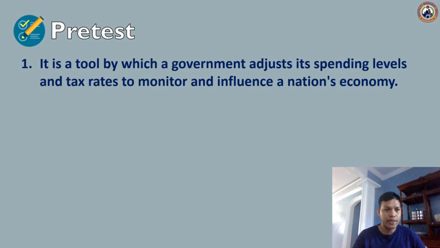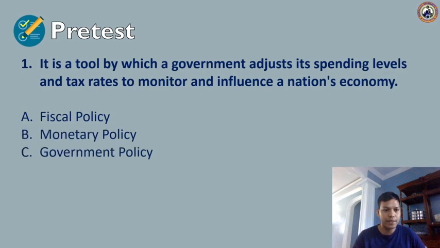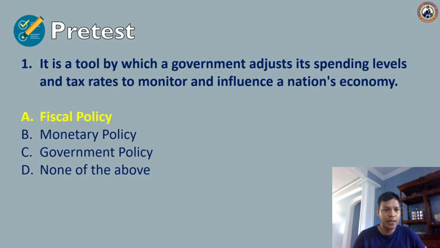Question number one: it is a tool by which government adjusts its spending levels and tax rates to monitor and influence a nation's economy. A. Fiscal policy. B. Monetary policy. C. Government policy. Or letter D. None of the above. The answer for question number one is letter A, fiscal policy.